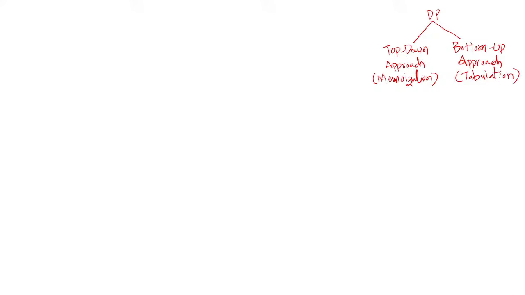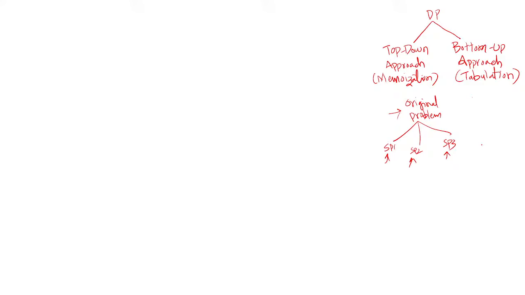In the top-down approach, we start with the original problem, then we go on breaking this problem into subproblems, like subproblem 1, subproblem 2, subproblem 3. Then again, we attack these subproblems and find optimal solutions. Then summing these up gives the solution to the original problem. This is called the top-down approach.